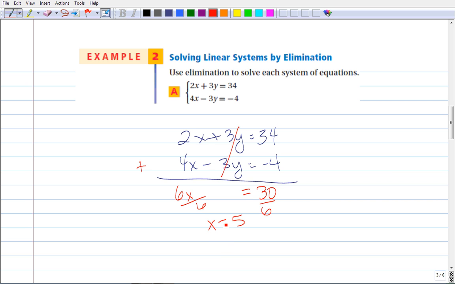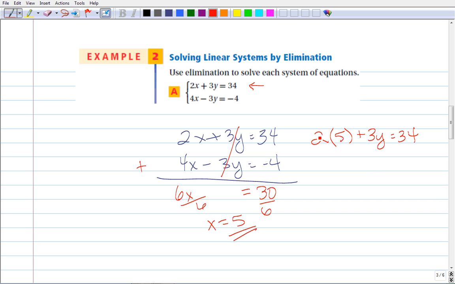Then just like we did before, we go back and plug it into one of the equations. So we could try this one. It wouldn't matter which one, you'll get the same answer. So 2 times our x value that we got, which is 5, plus 3y equals 34.